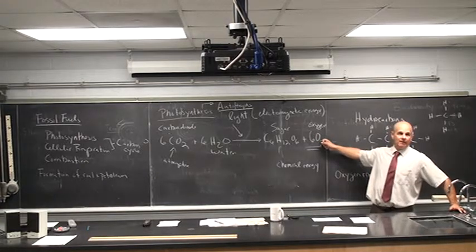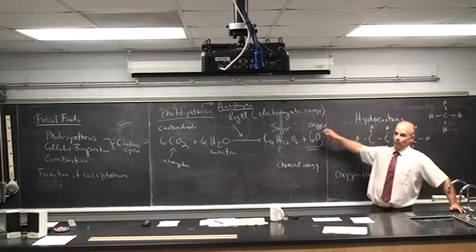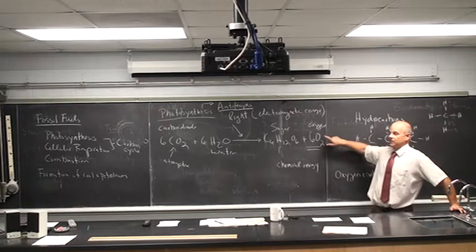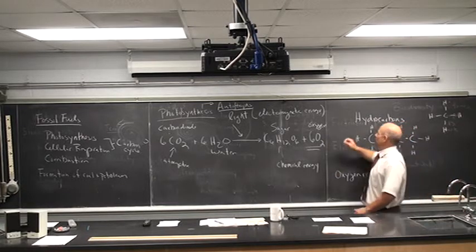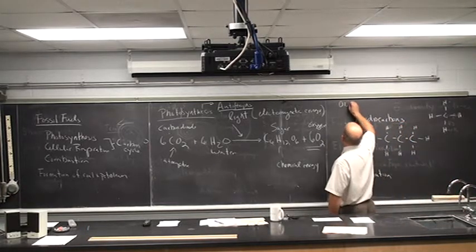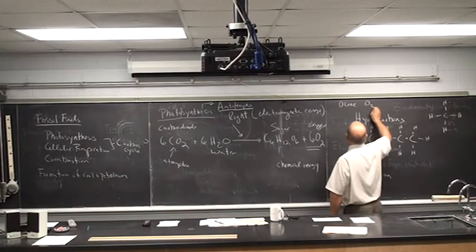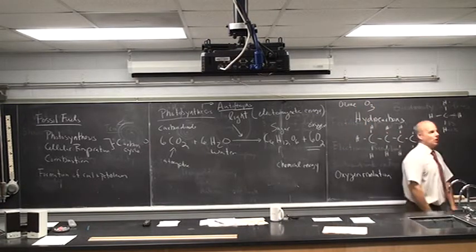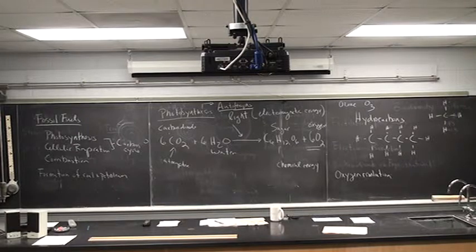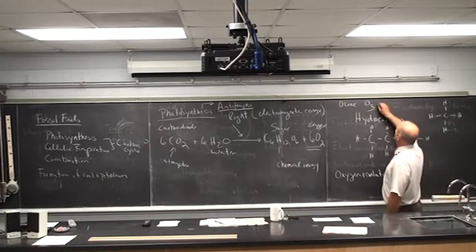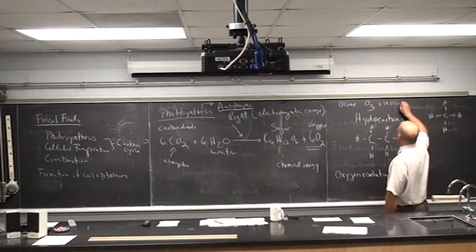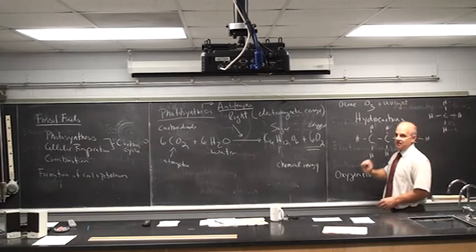Oxygen also in the atmosphere forms ozone, way up in the stratosphere. It's called stratospheric ozone. Ozone is O3. And O3 absorbs ultraviolet light. Ultraviolet light is very dangerous.